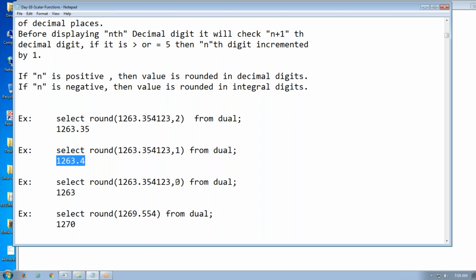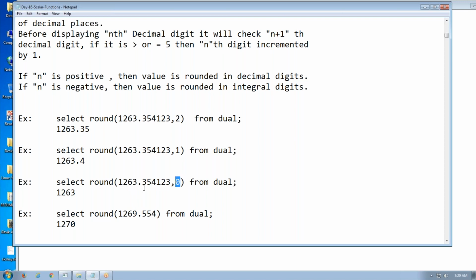So I don't need any decimal digits. Means 0 number of digits after decimal point. So it will remove decimal part. Before removing decimal part, how many digits you need? 0. It will verify next digit. What is the next digit? First digit after decimal point.